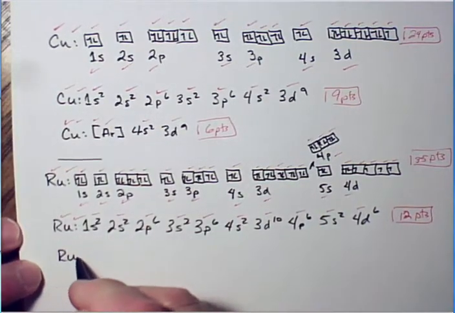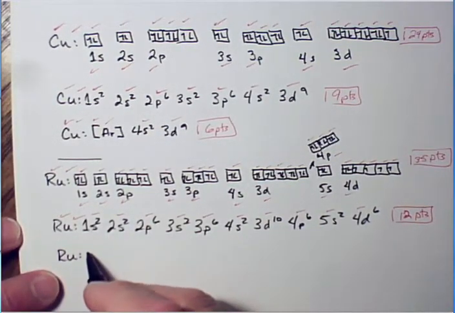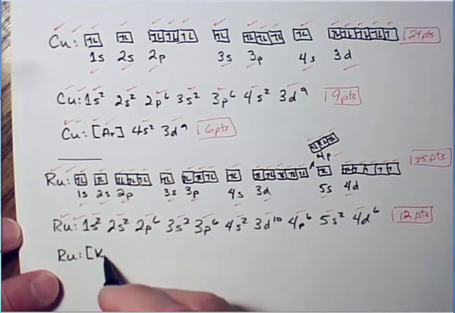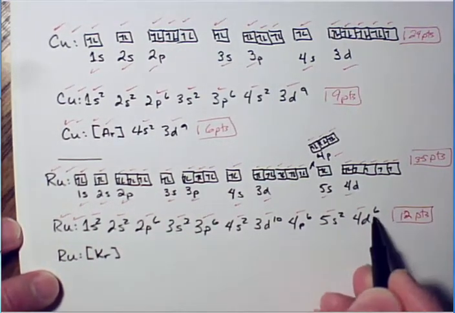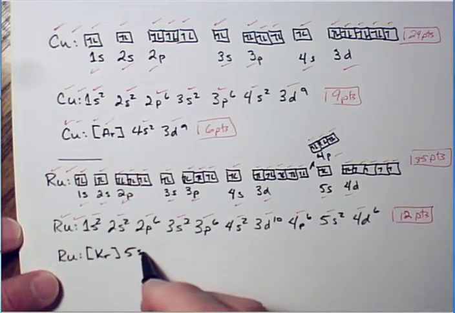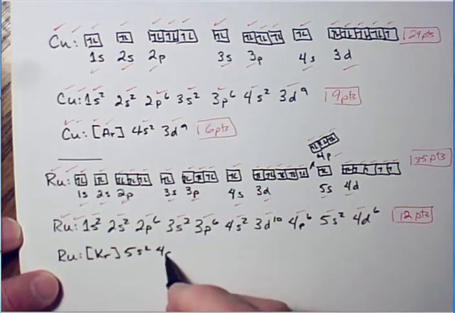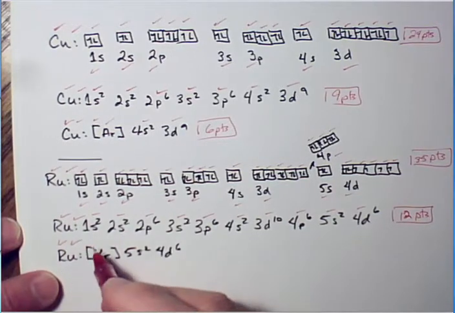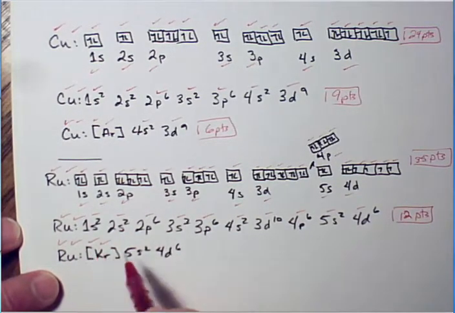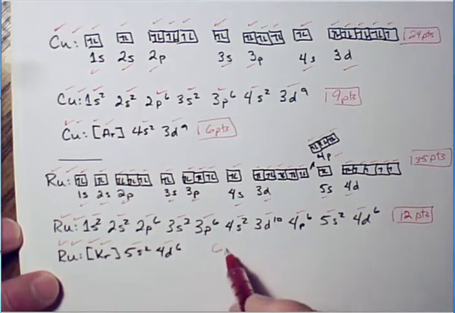So use the element symbol, colon, and we've got krypton, and then 5s2 and 4d6. One, two, a point for the colon, 3, symbol is 4, 1, 2, 3, 4, 5, and 6, 6 points.